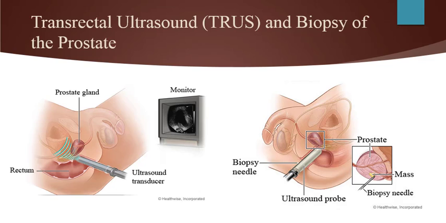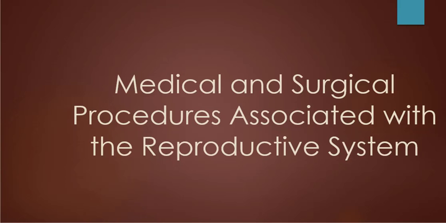Transrectal ultrasound and biopsy of the prostate. In transrectal ultrasound, an ultrasound probe is inserted into the rectum. The ultrasound uses sound wave echoes to create an image of the prostate gland to visually inspect for abnormal conditions. The ultrasound may be used for guidance when performing a prostate biopsy. The prostate biopsy involves inserting thin hollow needles into the prostate to get samples of prostate gland tissue where the abnormalities are detected.